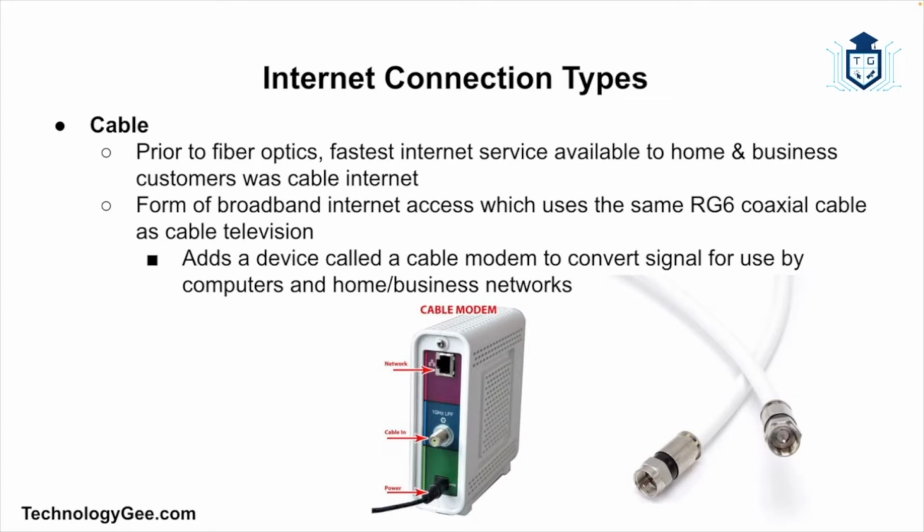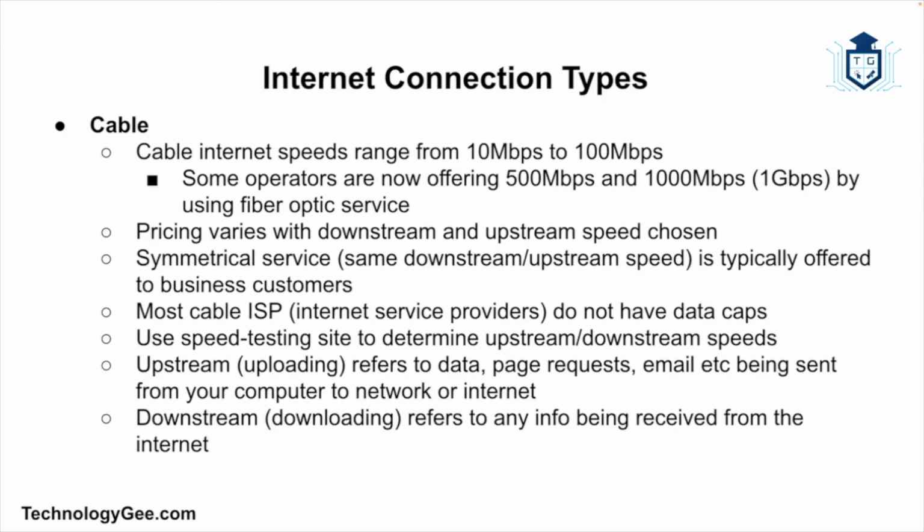but adds a device called a cable modem to convert the signal for use by computers in home and business networks. And this right here is a standard RG6 coaxial cable that will plug into your cable modem so that you can have cable internet and or cable television. And the typical cable internet speeds range from 10 megabytes per second upwards to 100 megabytes per second. But some operators are now offering 500 megabytes and 1000 megabytes or 1 gigabit per second speeds by using a fiber optic service. And cable internet pricing varies with the downstream and upstream speeds chosen.